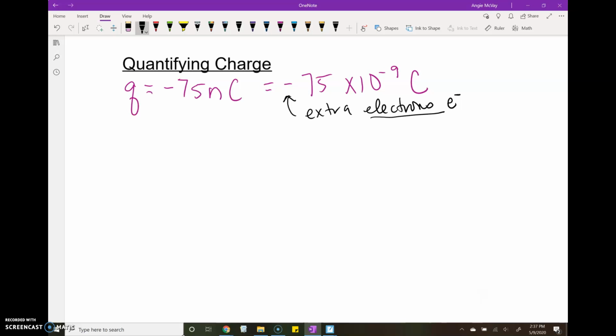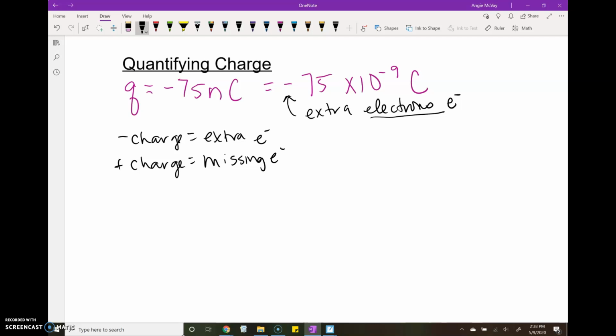Okay, so again, negative charge means extra electrons. Positive charge means there are more positives than there are negatives, so we can call that missing electrons.